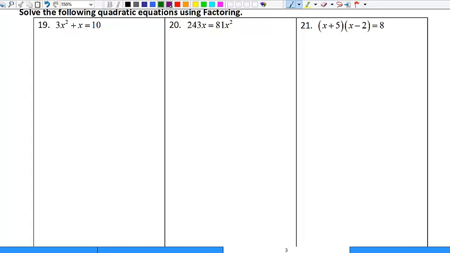So don't just stop at the factoring, nor on the previous section, I don't want you setting them equal to 0 and solving. That wouldn't make sense either, since there was no equals on the previous section. So on this one, I need to first set it equal to 0. So we have 3x squared plus x minus 10 equals 0. Then I have to factor.